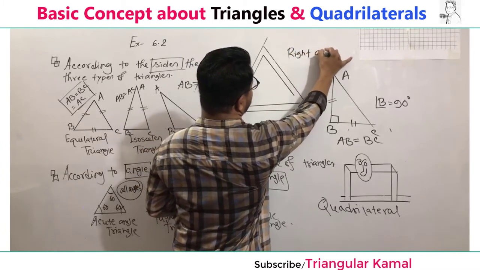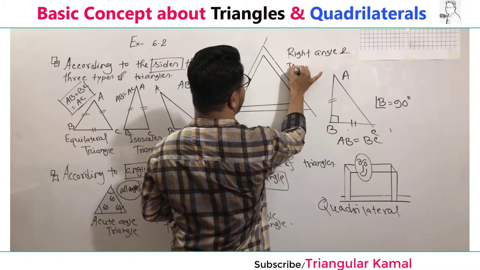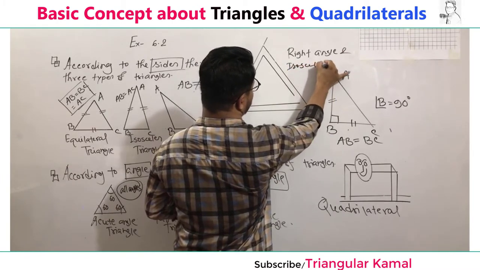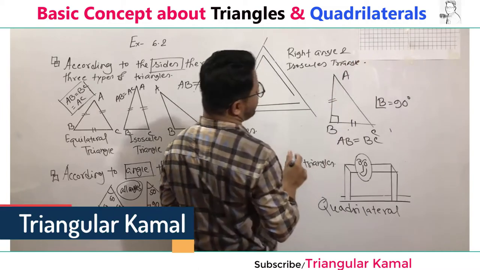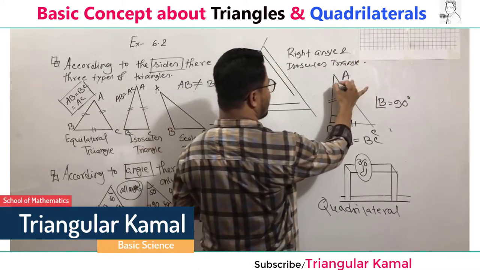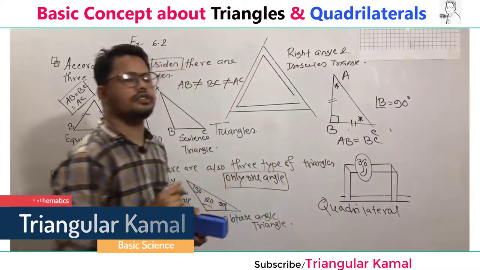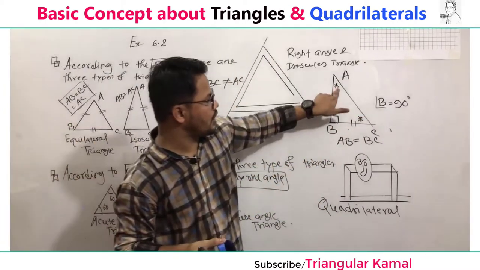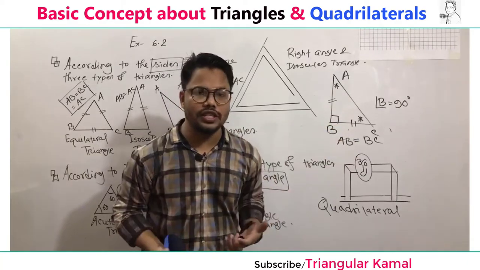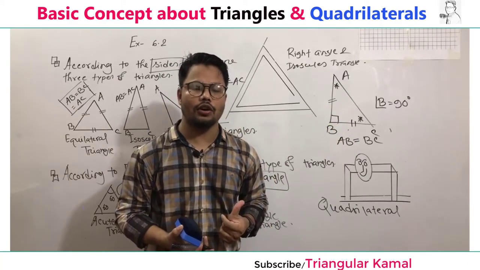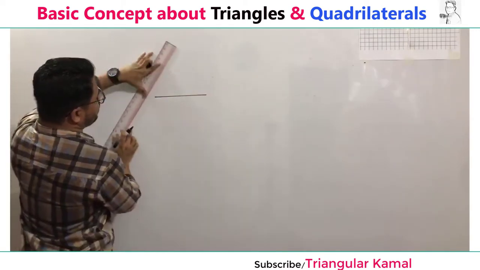Right angle and isosceles triangle. In a right angle and isosceles triangle, these two angles also will be equal. And this is also the fundamental theorem of a triangle: when two sides are equal, their opposite angles will also be equal.